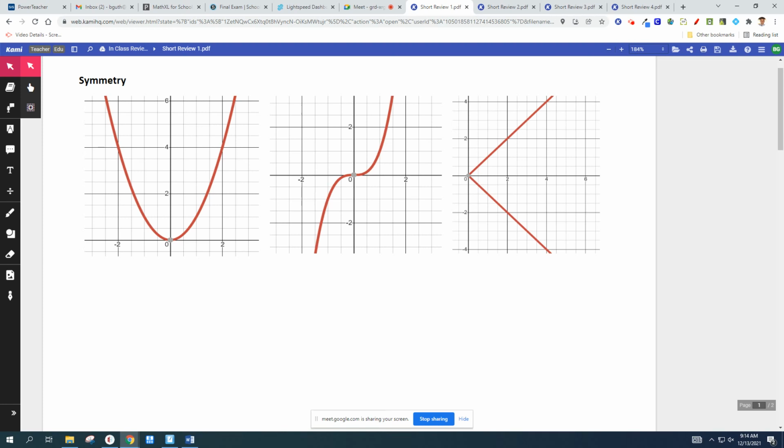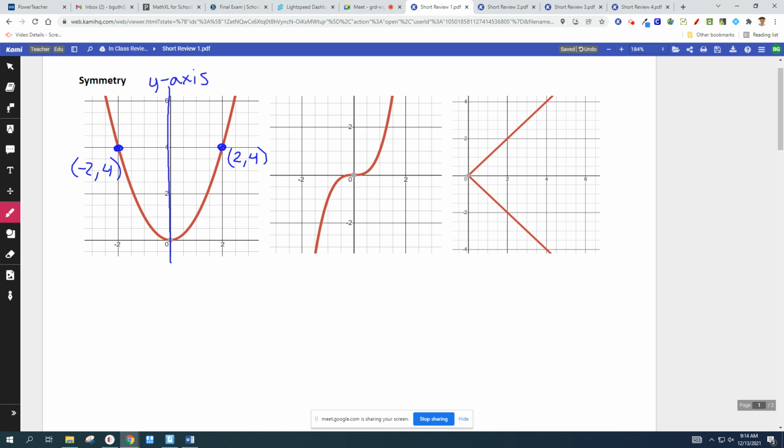Let's talk about symmetry. For symmetry, it helps sometimes to look at a specific ordered pair. For instance, this point right here is the point (2, 4), and its point of symmetry, one point of symmetry, would be (-2, 4). We can see from the graph that this has symmetry with respect to the y-axis.